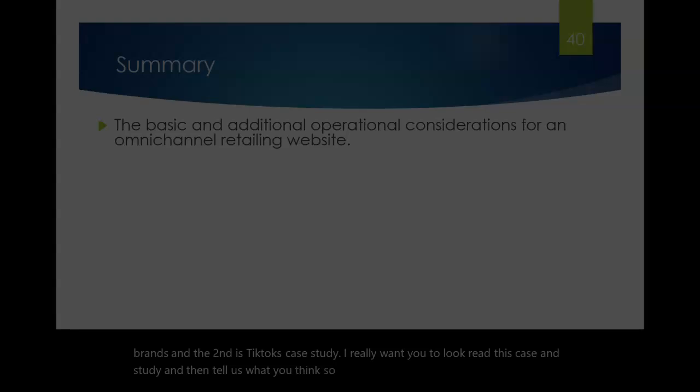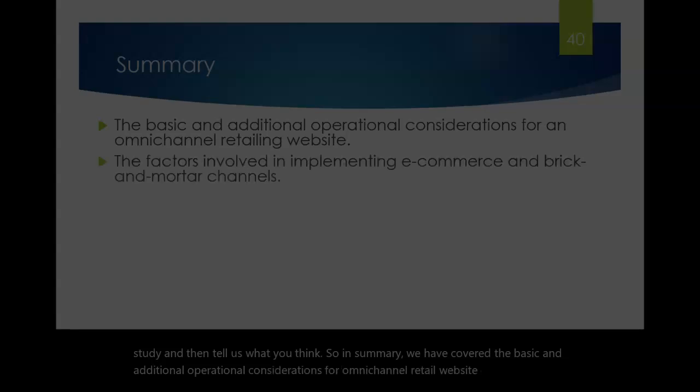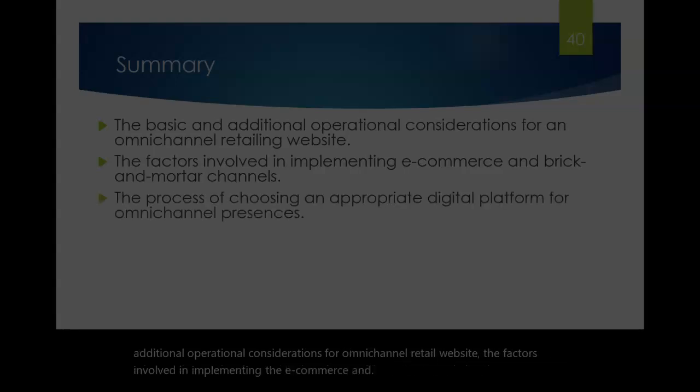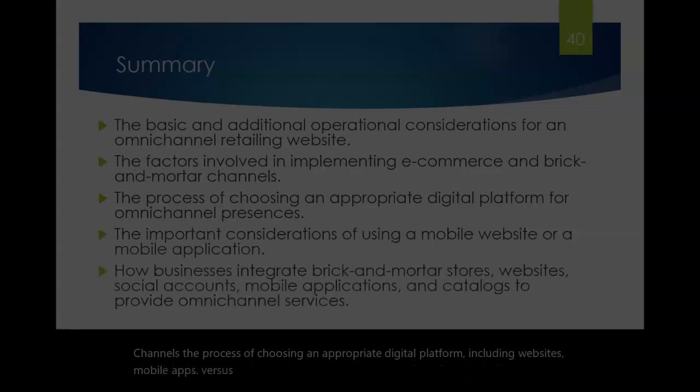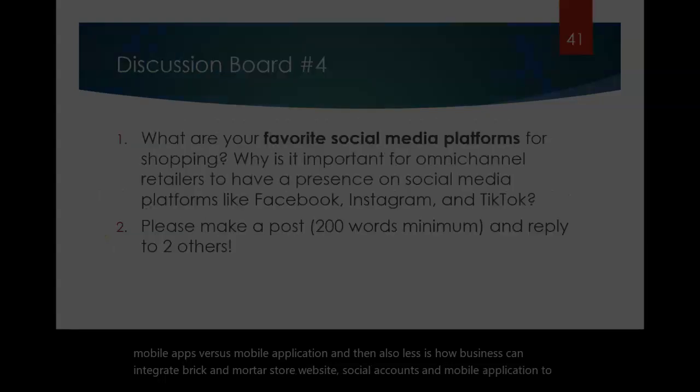In summary, we have covered the basic and additional operational considerations for an omnichannel retail website, the factors involved in implementing the e-commerce and brick-and-mortar channels, the process of choosing an appropriate digital platform, including websites versus mobile applications, and lastly, how a business can integrate the brick-and-mortar store, website, social accounts, and mobile application to provide omnichannel service.